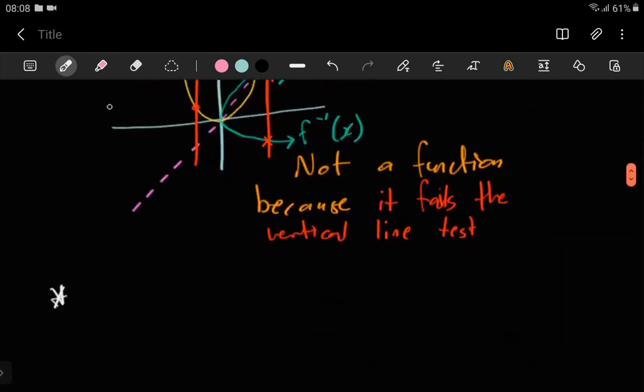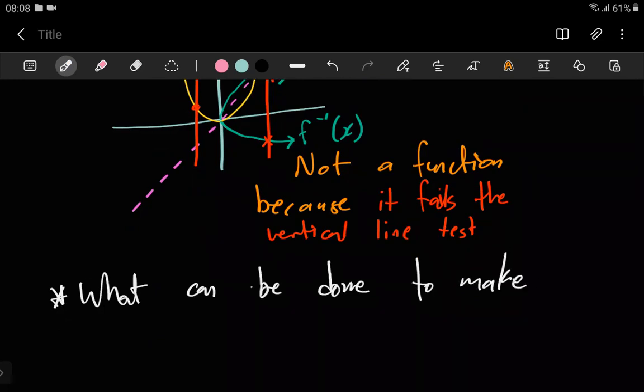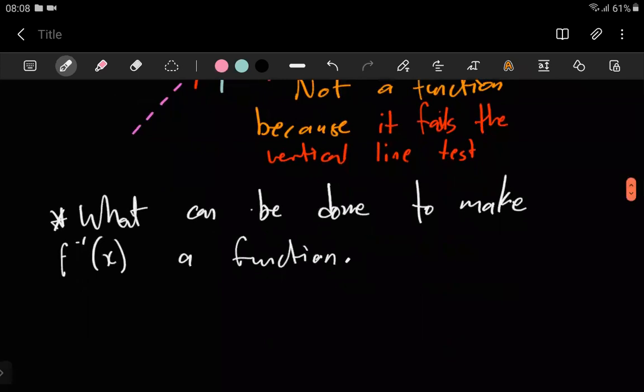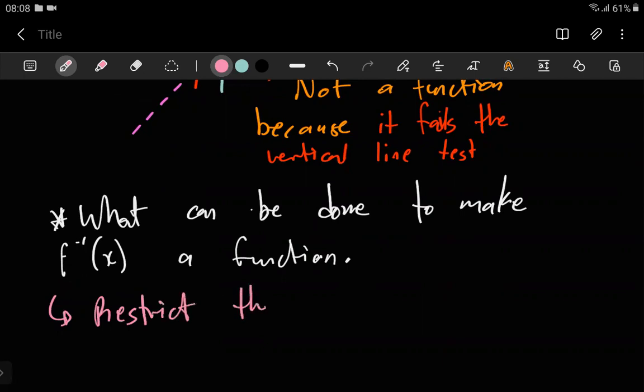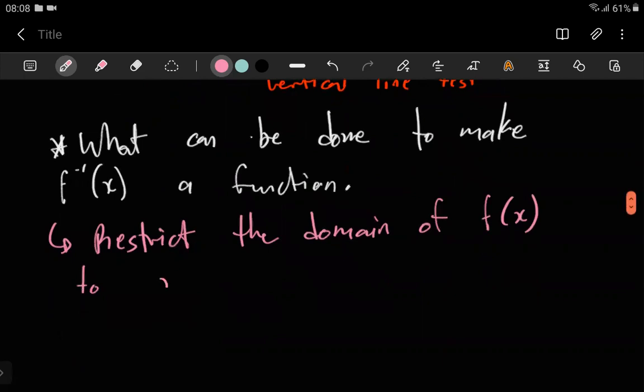Normally, if it's not a function, the follow-up question will be asking you, what can be done to make the inverse a function? And the answer is simple. It's always going to be the same answer all the time. The answer is restrict the domain of f of x to x is... it doesn't matter. You restrict the domain to x is bigger or equal to 0, or x is smaller or equal to 0.